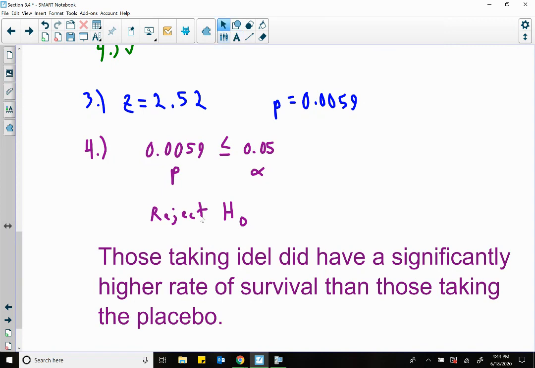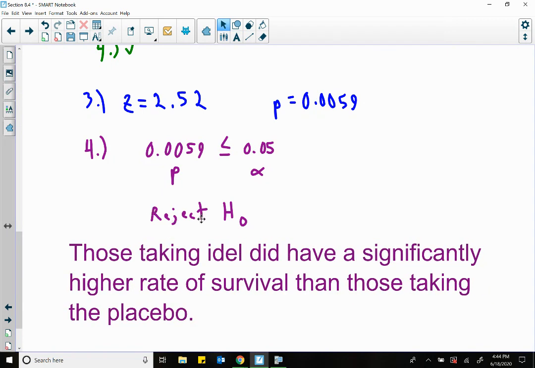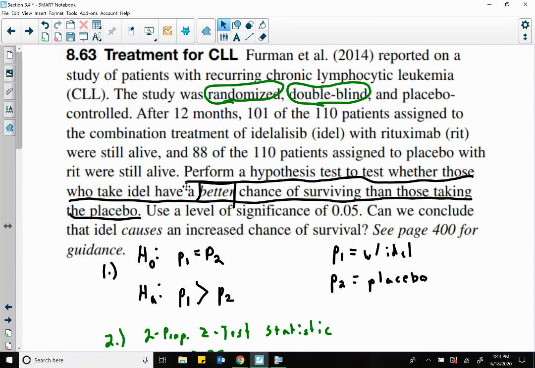Okay. So we reject, and we know that those that did have a significantly higher rate of survival than those taking the placebo. All right, now there's one more question up here that they ask. It says, can we conclude that IDEL causes an increase? Can we conclude that it causes an increase? Why?